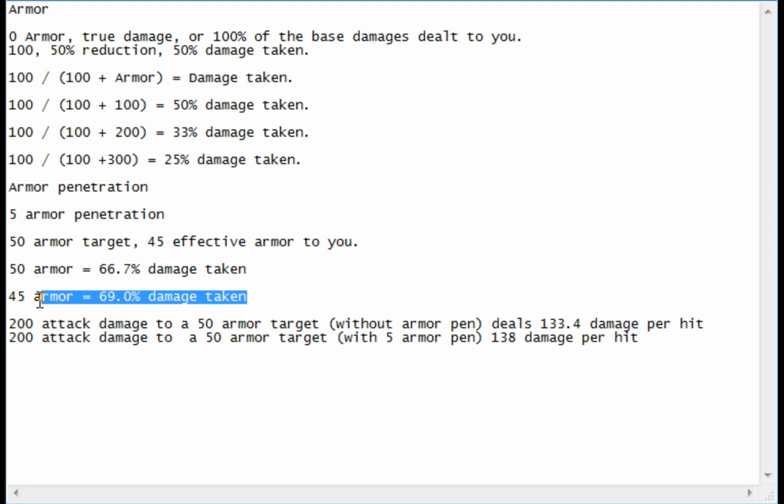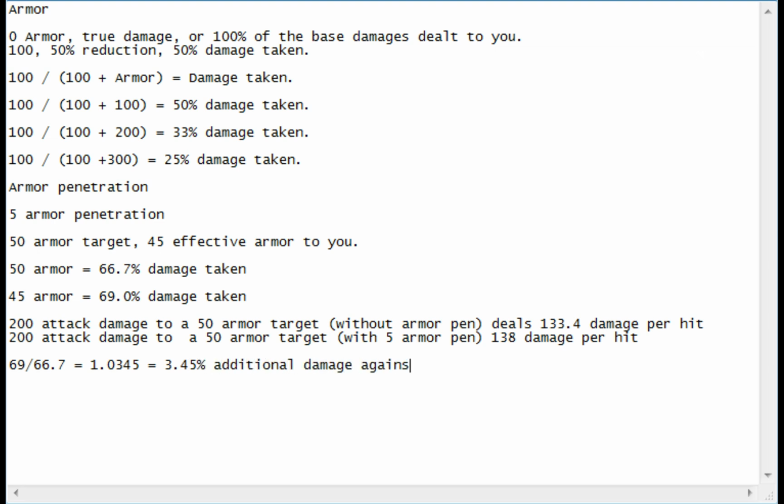If you look at these two values, let's just do the math for it. What is 69 divided by 66.7? So it's 1.034, or actually 1.0345. That's 3.45% additional damage against 50 armor targets.